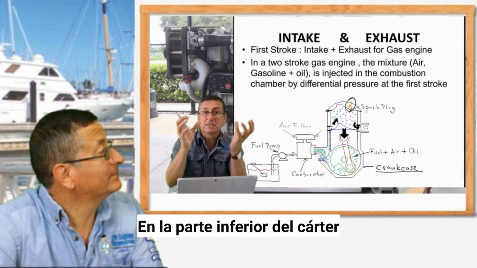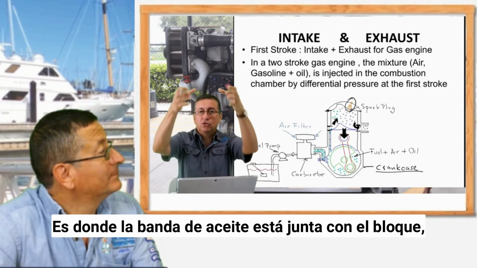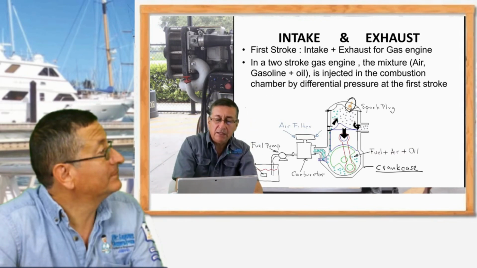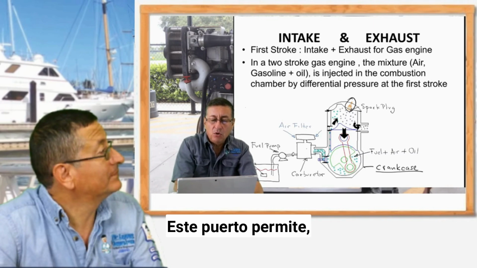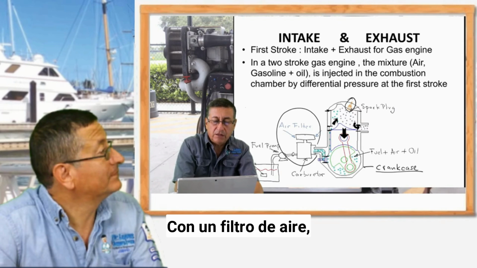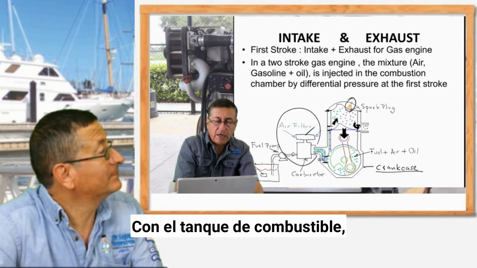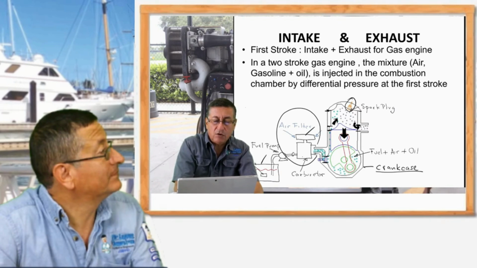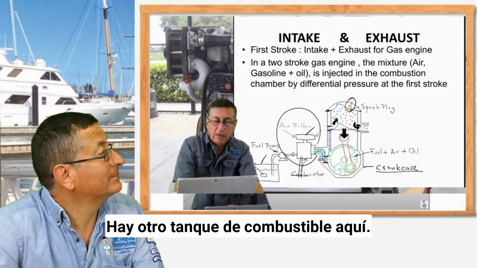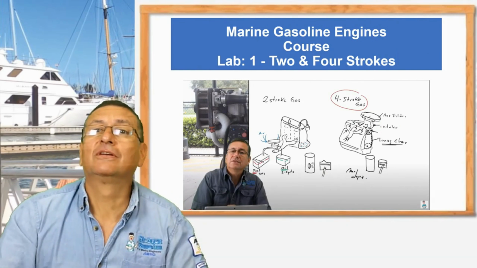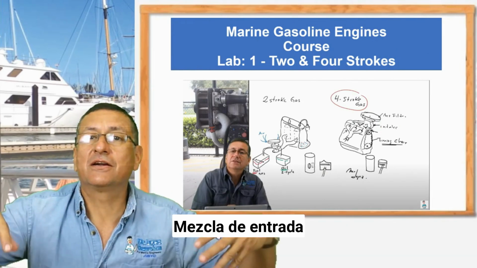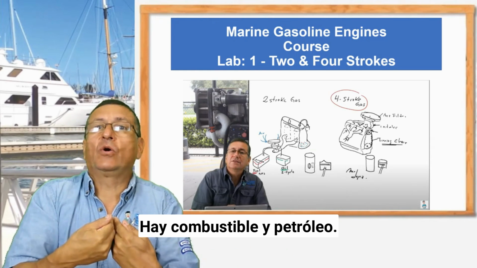In the bottom of the crankcase is where the oil pan is, together with the block. There is one port with a valve, like a check valve. That port allows... this is the carburetor with the air filter, with the fuel tank, and another tank here for oil. In the crankcase, in the bottom, the air enters mixed with fuel and oil.